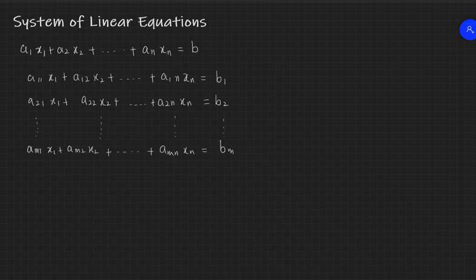If the number of equations m is equal to the number of variables, then the system is known as a square system. And if the number of equations is not equal to the number of variables, then it is called a rectangular system.